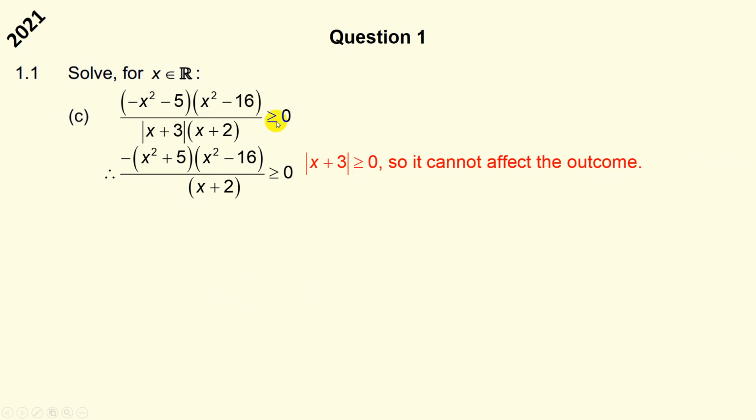The only way these can affect the outcome is if they're changing their signs at a certain x value. Of course, this is all equal to 0, so in many cases an absolute value would still have an answer. If x plus 3 was the numerator, then x equals negative 3 would be included in the answer. But this is the denominator, we cannot divide by 0, so the whole one goes out.